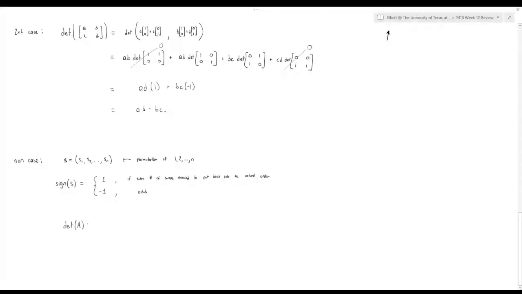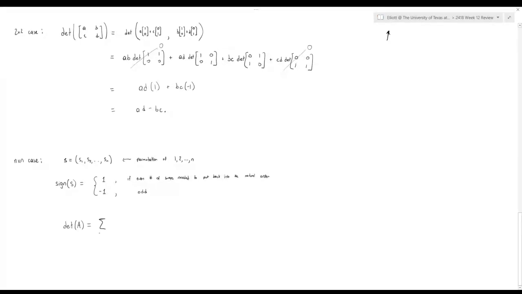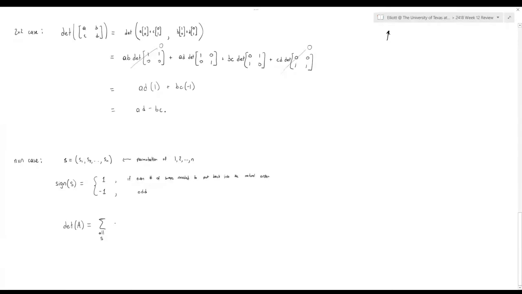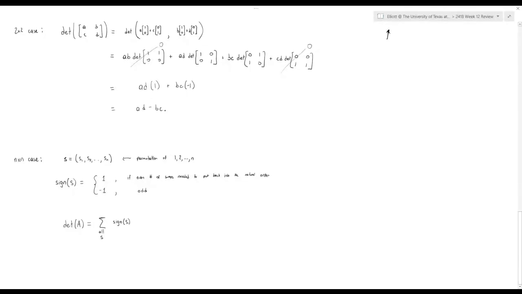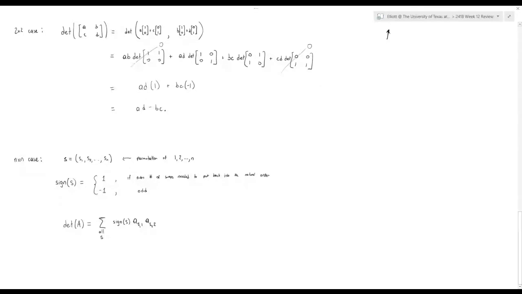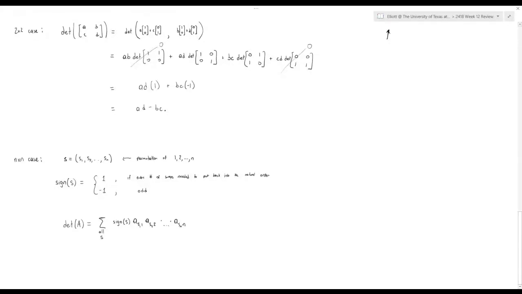determinant of A, you'll get this formula where it'll be a summation over all permutations S. And you'll be summing the sign of S times A_{S1,1}, A_{S2,2}, etc., and then at the end, A_{Sn,n}. Okay.